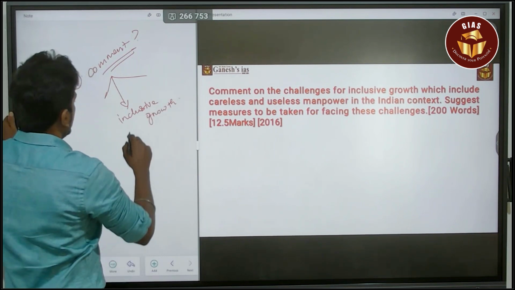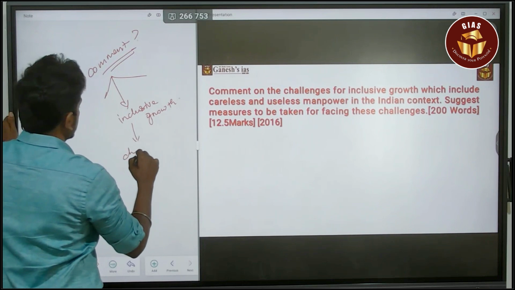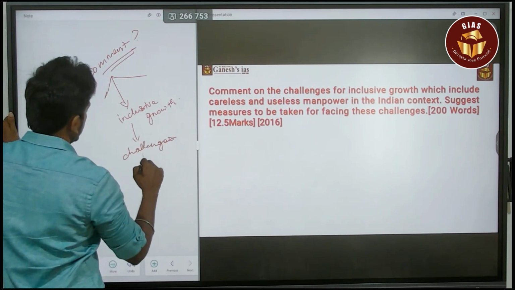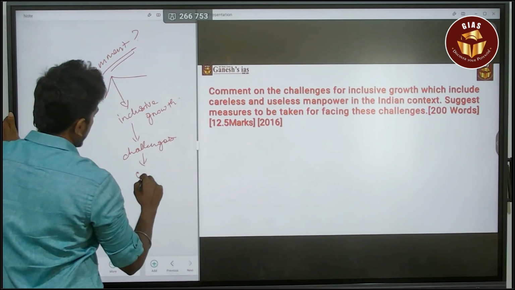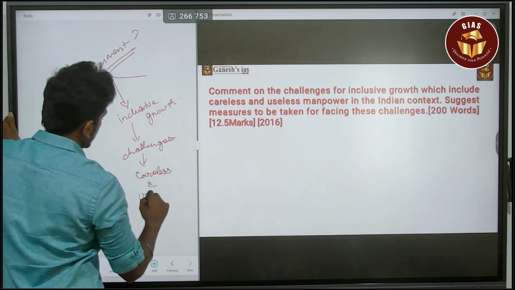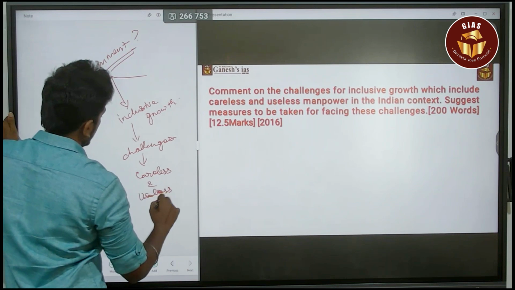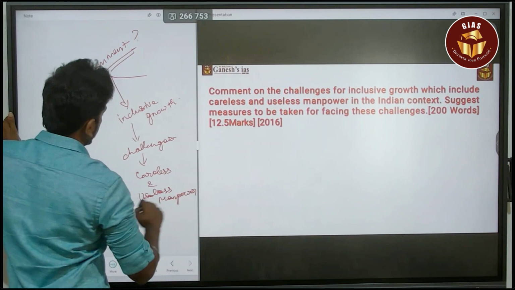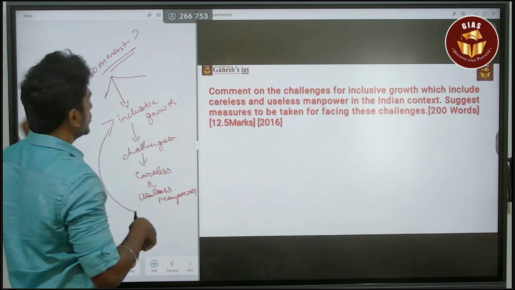In that scenario, we have certain challenges based on the careless and useless manpower that is affecting the inclusive growth in India.